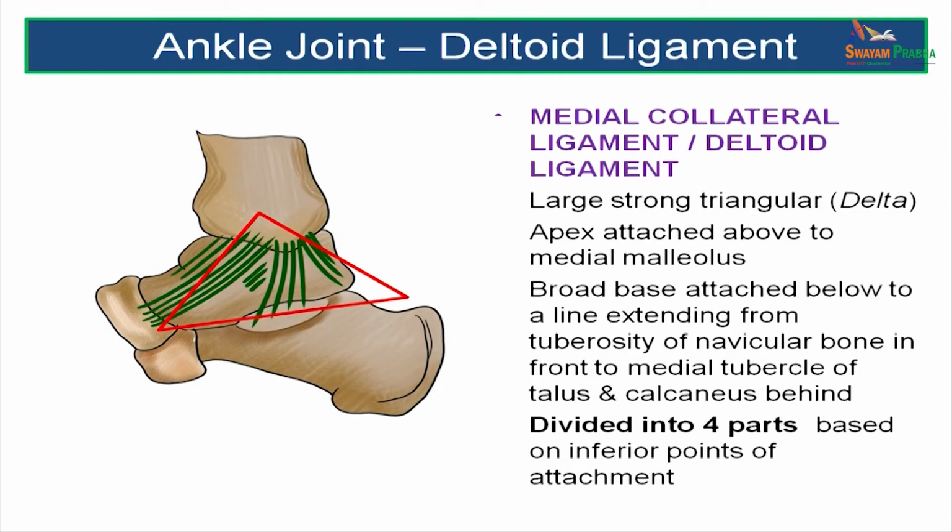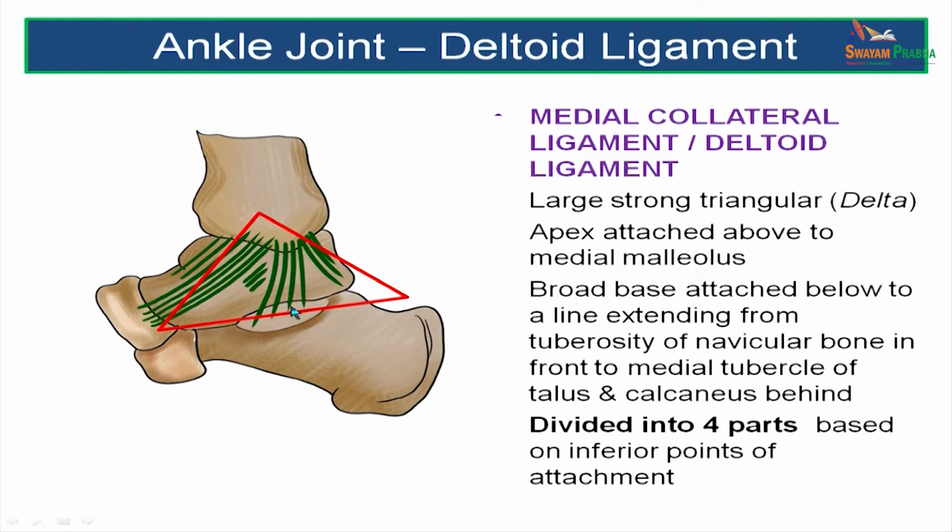Let's now study more details about these collateral ligaments of the ankle joint. The first is the all-important deltoid ligament. I already told you, if you look here, you can see the shape of the deltoid ligament. It is triangular. It's called the medial collateral ligament. It's large, it's strong. It has an apex attached above to the medial malleolus of the tibia, and the base fans out to be attached to the navicular, the talus and the calcaneus bones.